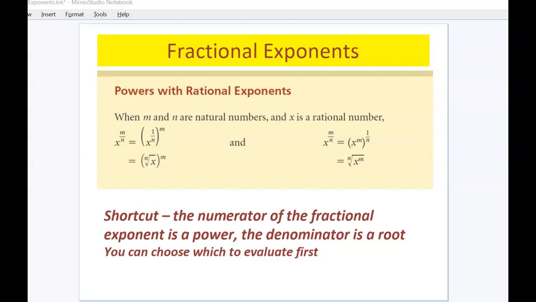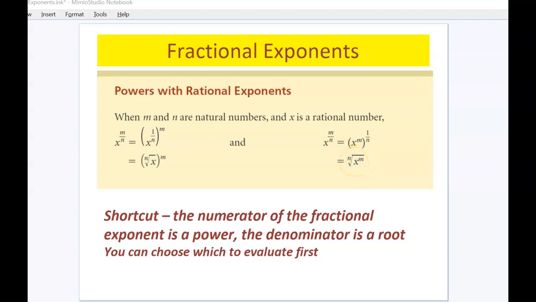In the next part of 4.4, we're going to look at fractional exponents when the numerator of our exponent is not 1. And we have basically two ways to go about doing it. For example, if I have x raised to the power of m over n, I could evaluate and just do the nth root of x and then apply the power of m. Or I could take the nth root of x raised to the power m. So I could do the power part first and then take the root.